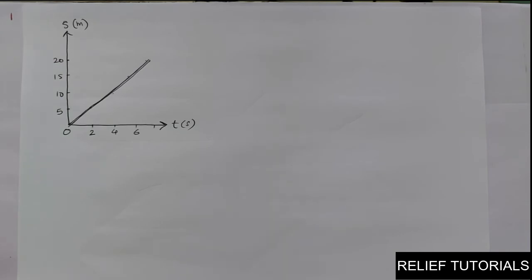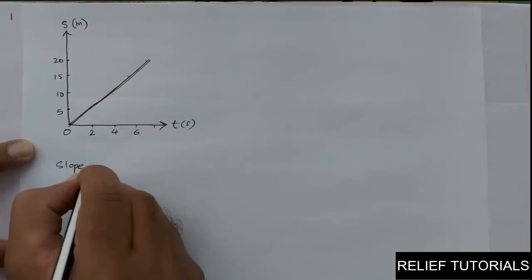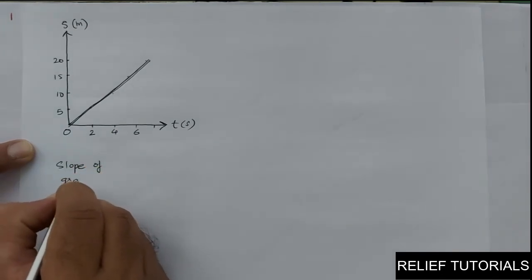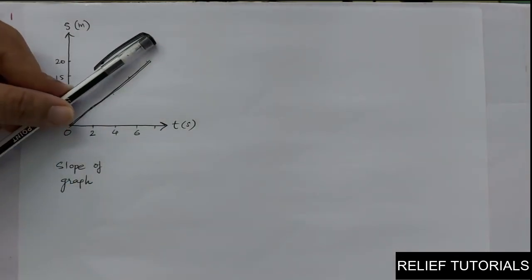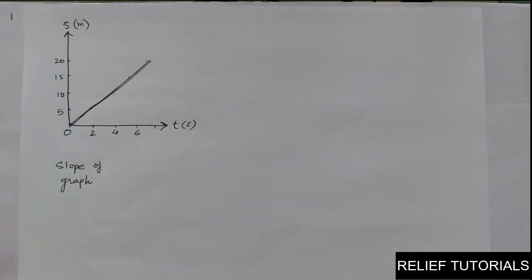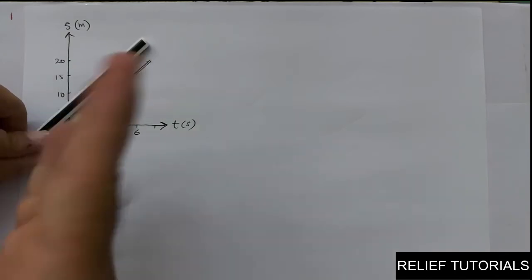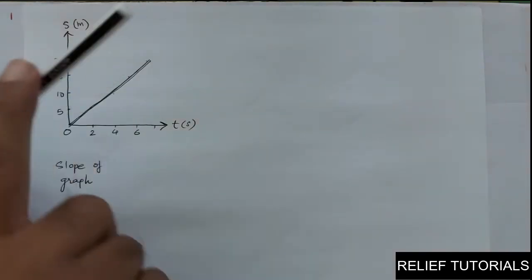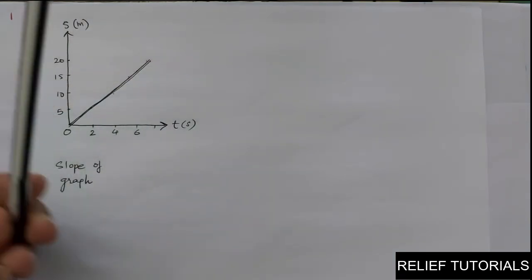Okay. Mathematically, not physically, in mathematics, we can find the slope of the graph. Slope means how tilted the line is, or how slopey the line is. Slope itself says slope means what? Tilted means how slopey. Look at this. This is the slope. By this much amount, it is slopey. It is not horizontal. It is not vertical.